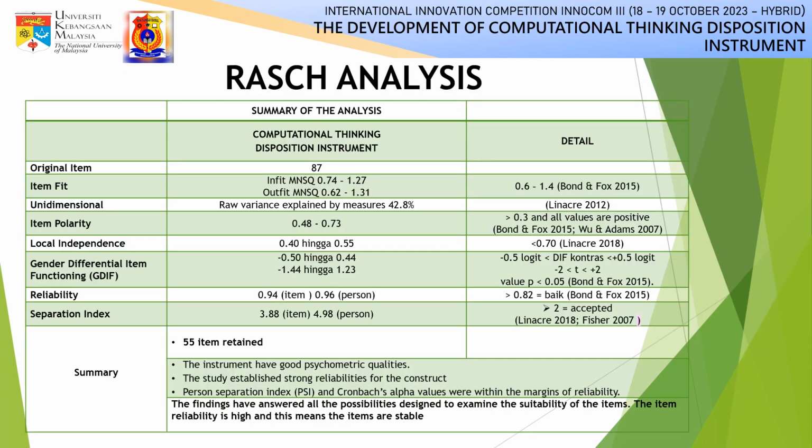The table shows a summary of the Rasch analysis, which includes item fit, unidimensionality, polarity, local independence, gender differential item functioning, reliability, and separation index. 555 items were retained. The instrument has good psychometric qualities. The study established strong reliabilities for the construct. Person separation index and Cronbach alpha values were within the margins of reliability. The findings have answered all the possibilities designed to examine the suitability of the items. The item reliability is high, and this means the items are stable.